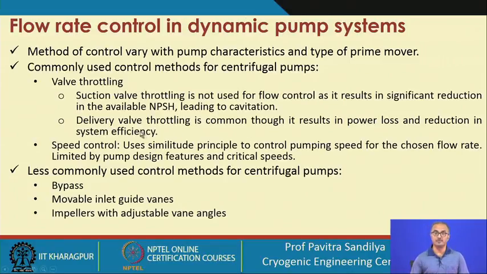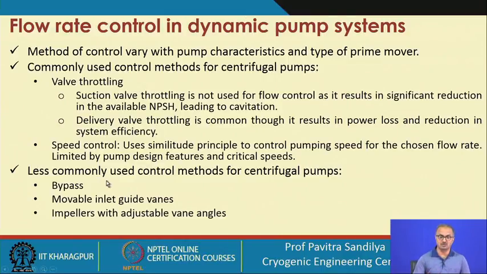Rather than that, the usual practice is to throttle the delivery side valve, even though it results in some power loss and some reduction of the overall efficiency. Despite these two losses, we still do not mind, because we do not have any other option. So, we will throttle the delivery side to adjust the flow. Next is speed control, and this is based on the similitude analysis we have just seen. Depending on the capacity required, we will change the speed of rotation.